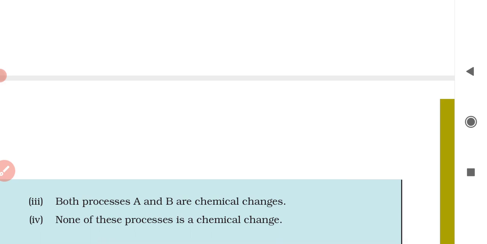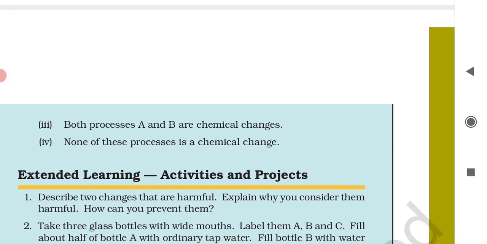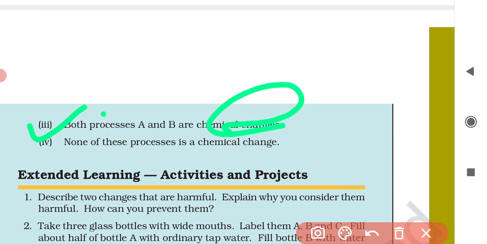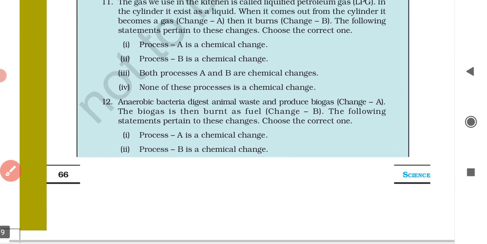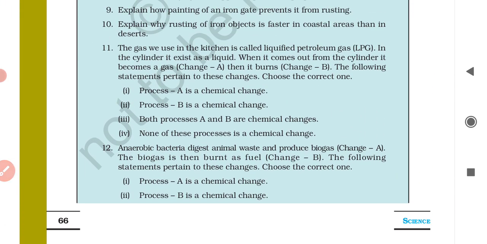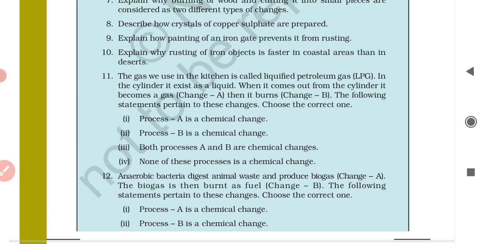So both process A and B are chemical changes. So which option is correct? Option number 3 is correct. Again I am repeating this, option number 3 is correct. Both A and B are chemical changes. Clear? So this completes your exercise from question number 1 to question number 12 that I have given you in this video.